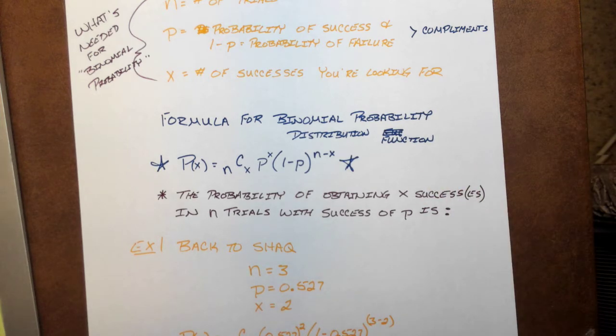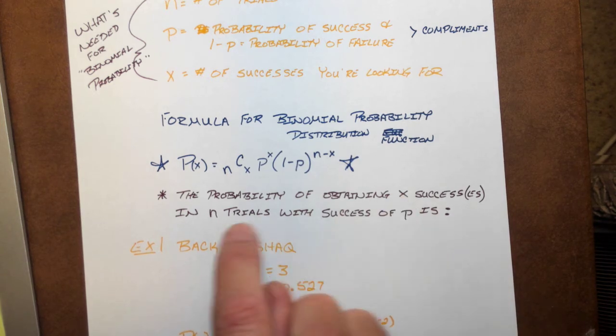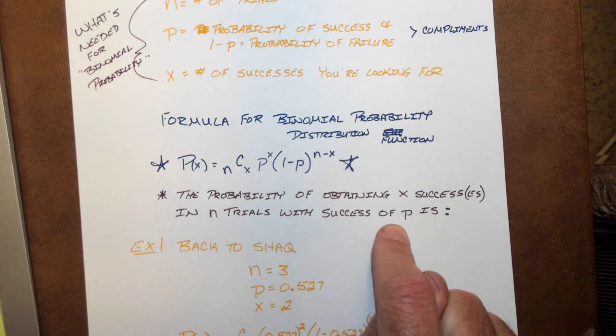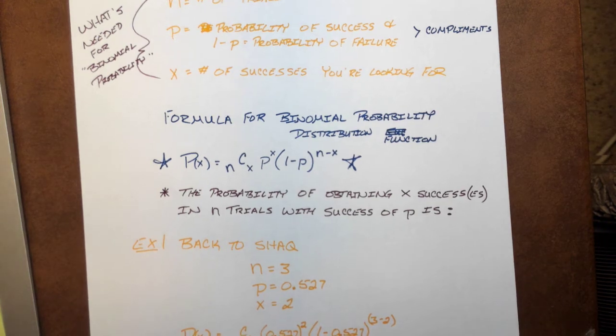Let's go back to our Shaq problem. The probability of getting 2 made free throws in 3 attempts with his success rate, in other words, his free throw shooting percentage of 52.7%. Here's how that translates.